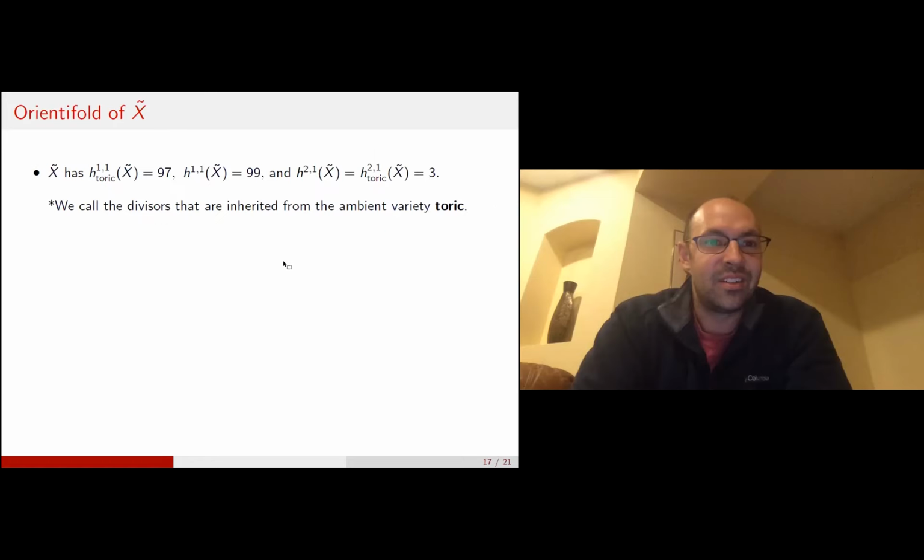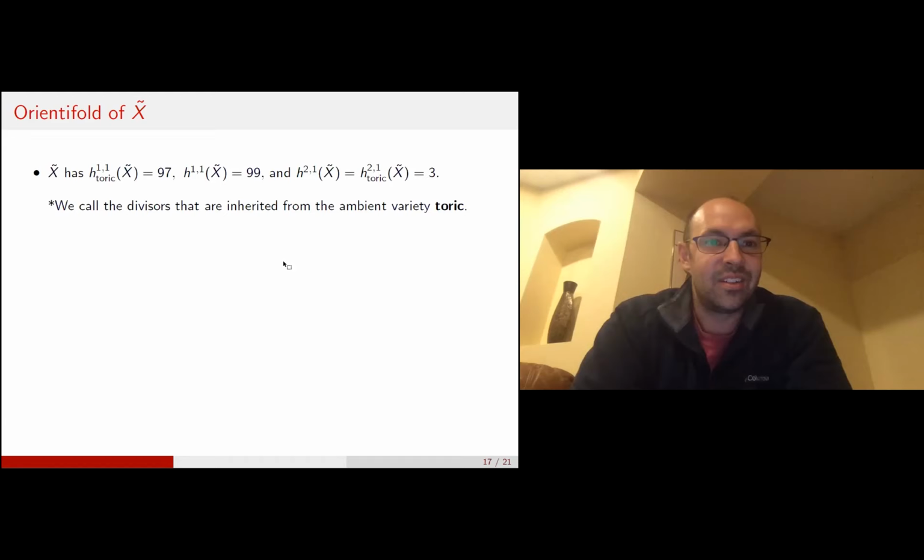There is one technicality, because the Calabi-Yau that we're interested in, X tilde, has many Kähler moduli, some of which are non-toric. Let me just give you the definition of what toric is. We basically call the divisors that are inherited from the ambient variety the toric divisors. Nevertheless, it turned out that it is quite a feasible thing to do to compute the H11 minus and H21 minus. So let me just do that.